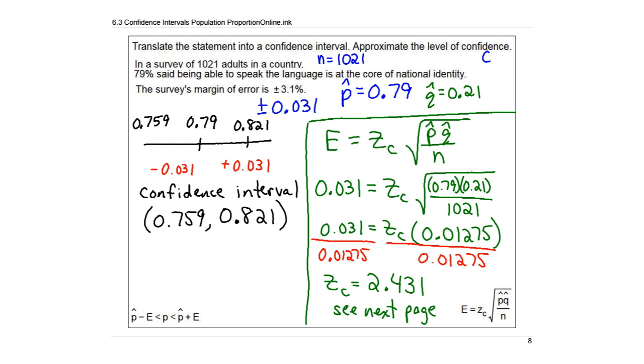All right, this is a tricky problem because there's a lot to do. So let's take a look at what's going on here. They tell us we want to find the level C. So that's why it's going to take us a little bit of work.